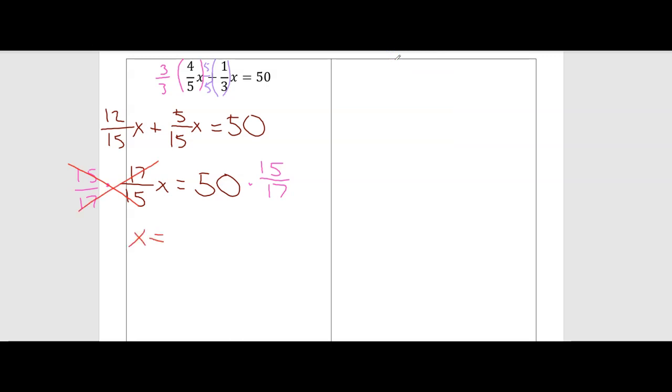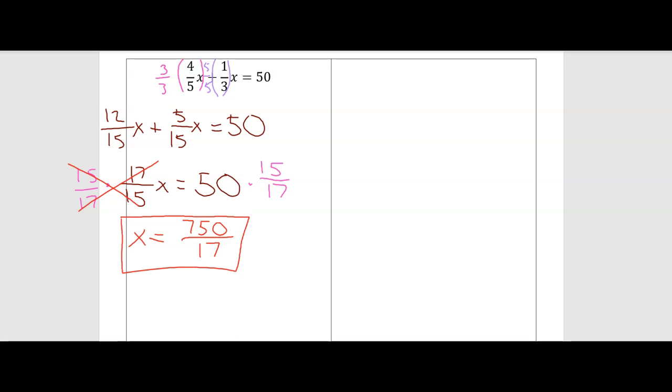If you have access to a calculator, you can punch it in now, or you can try to simplify on your own. This is going to give you 750/17. If it doesn't say to round, and you can't simplify your fraction any further, which we can't, we are going to leave it as 750 over 17.